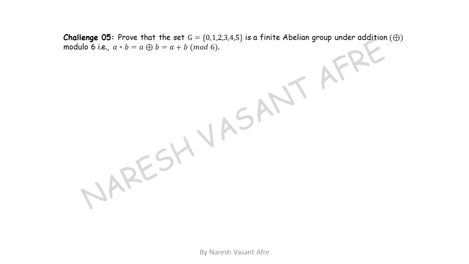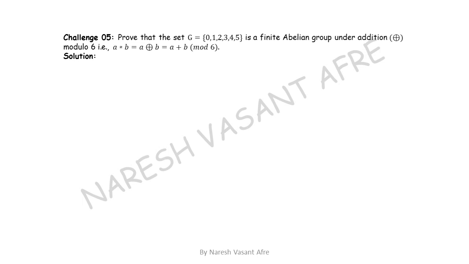Coming to the next problem. Here we need to prove that the set G, which contains 0, 1, 2, 3, 4, 5, is a finite abelian group under addition modulo 6. That is, a star b is a plus b modulo 6.